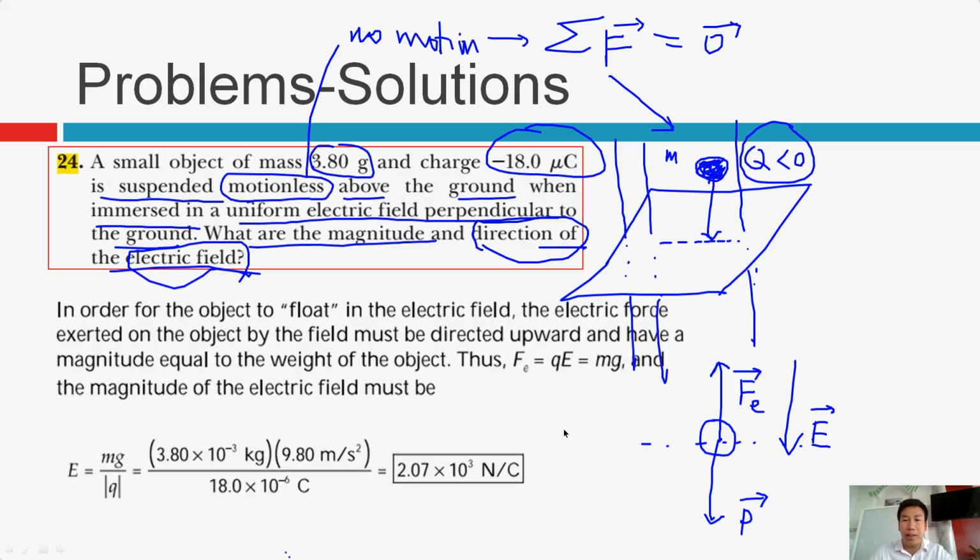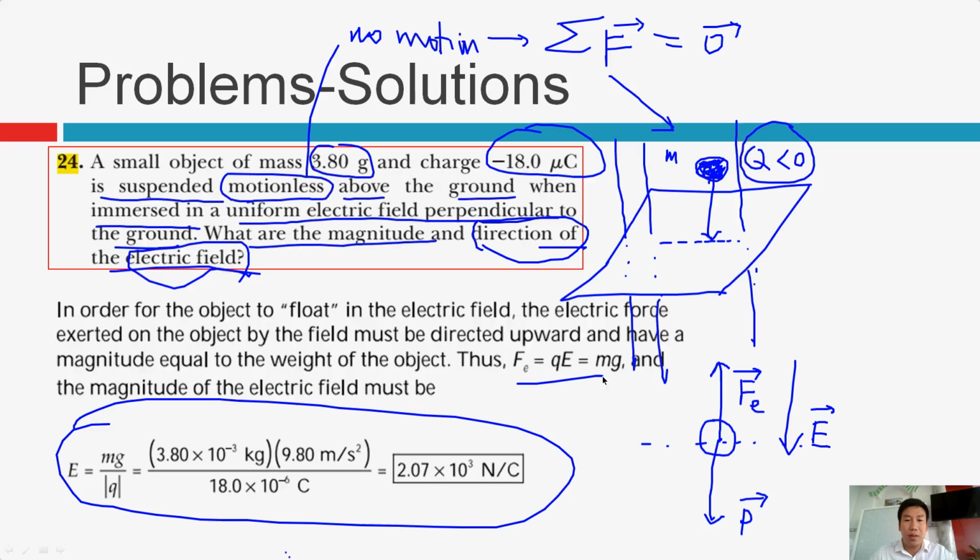Please look at the solution. Look at the detail. Yeah, because we have this one. Total F is equal to 0, so F_E needs to equal the gravity force. Any question for this problem? If not, I will go to the next.